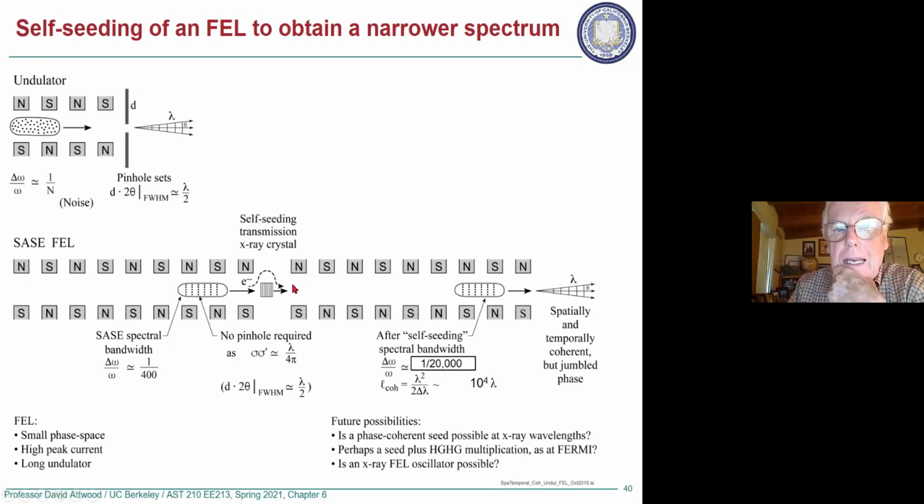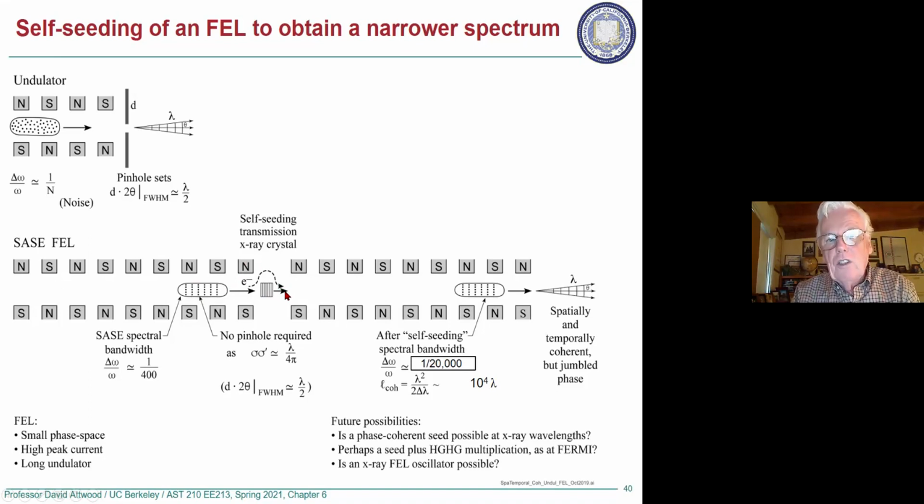Here, as the electron bunch comes back, it's overlapped with the radiation coming through the crystal. And so this is the seed. This is what they call self-seeded. They've used their own amplified radiation and the modulating.